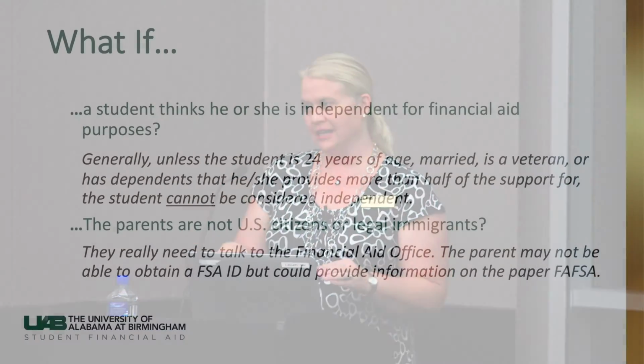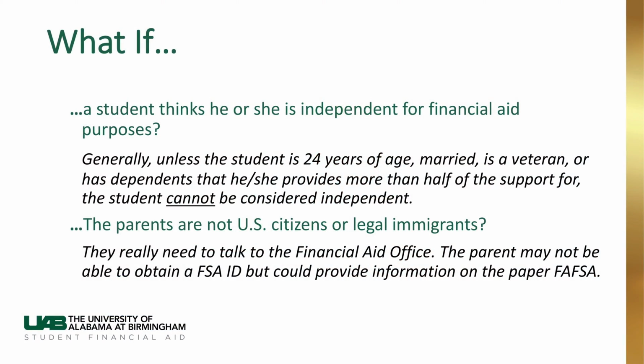What if a student thinks they're independent for financial aid purposes? So we get this a lot where somebody will say, you know, I don't claim my child, and she's paying all of her own bills, she's living in an apartment, and she pays her own rent. Doesn't matter. If she's under the age of 24, generally she's going to be considered a dependent student. The things that make a student independent are being married, being a veteran, having a child that they provide more than half of the support for. Those types of scenarios would make someone under the age of 24 independent.